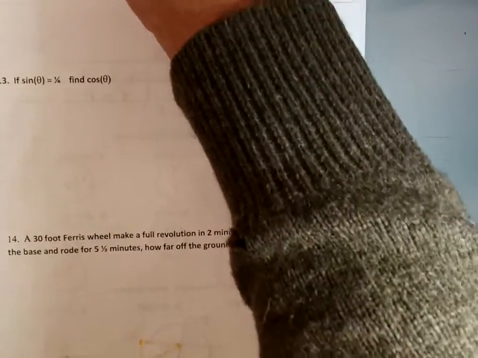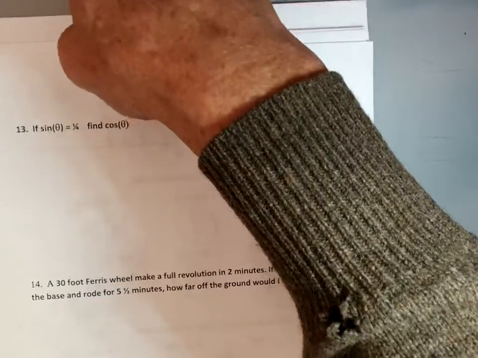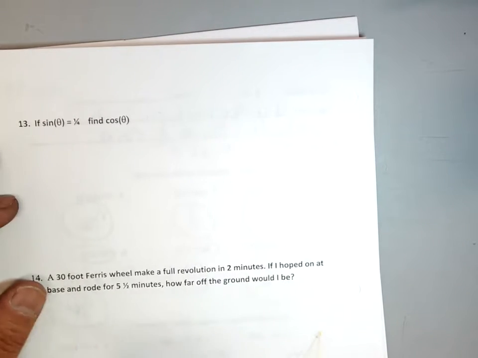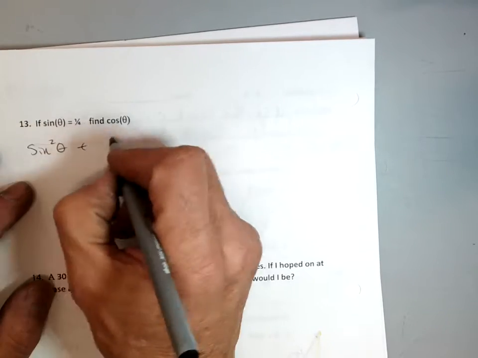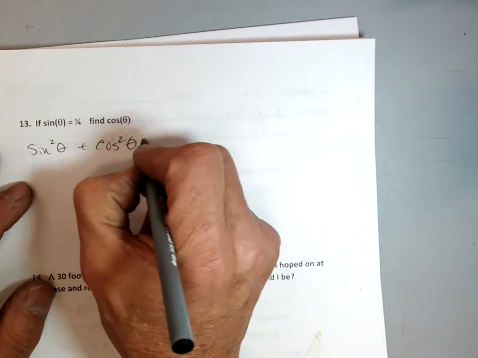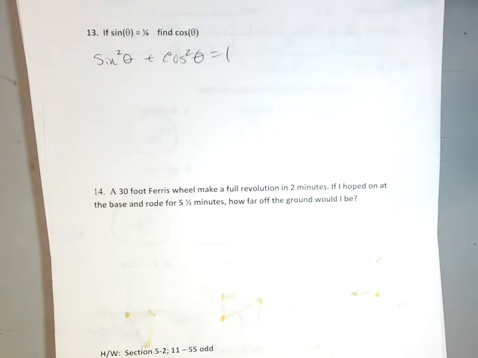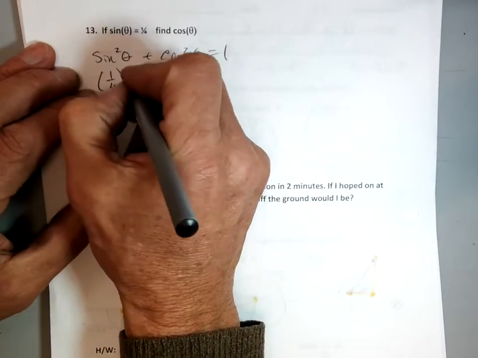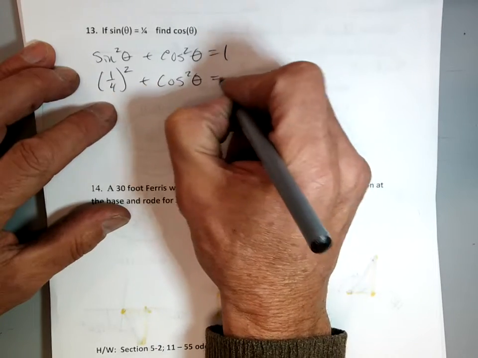All good? All right, now, if sine is 1/4, find cosine. There are two ways to do this. First of all, we learned that sine squared of theta plus cosine squared of theta is equal to 1. We learned that Pythagorean identity in our reading, right? So if we put in 1/4 here, we should be able to figure out what cosine is, right?